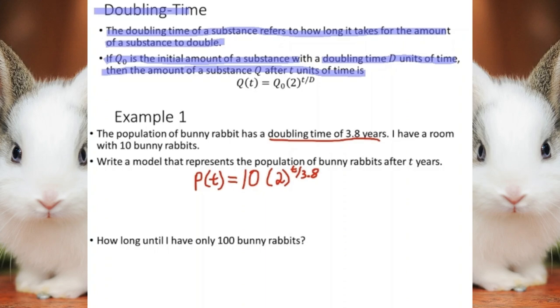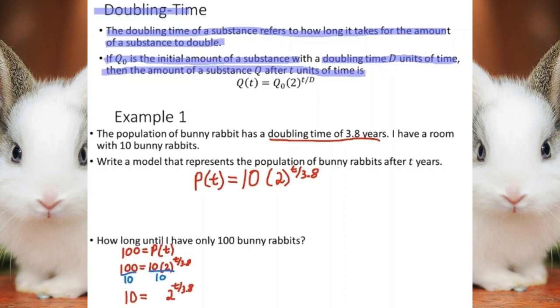Next, we're going to see how long until I'll have 100 bunny rabbits, which means I want my population of bunny rabbits to become 100. So I want to solve the equation 100 equals P of t. Since we already have our model, I'm trying to solve the equation 100 equals 10 times 2 raised to the t over 3.8. To solve our equation, first divide both sides by 10.